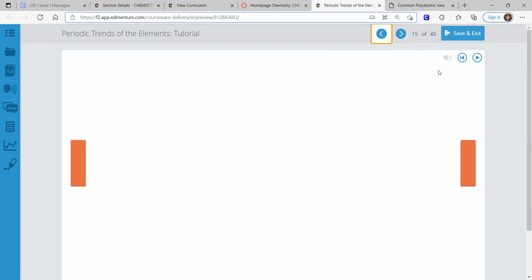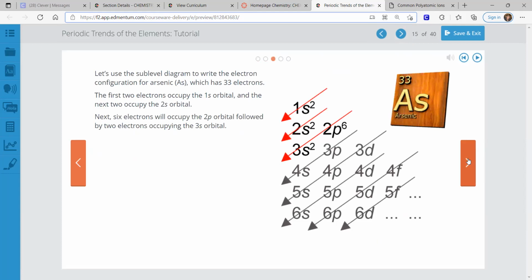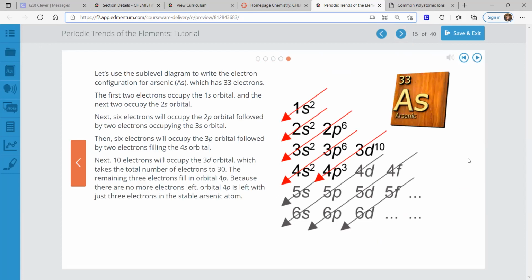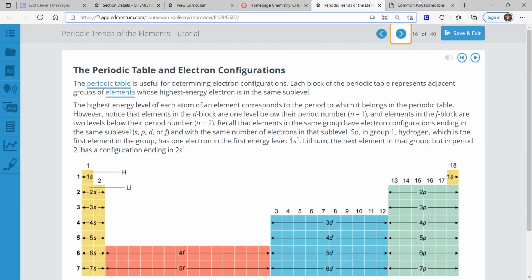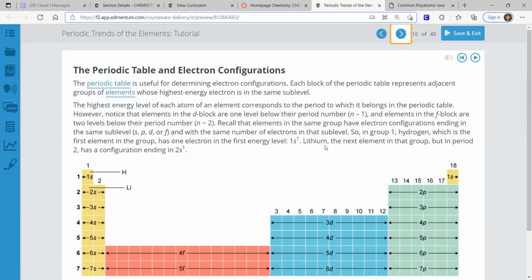So here's an example for arsenic. Arsenic has 33 electrons. Counting through, 12 plus 6 is 18, plus 10 is 28, plus 3 is 31... up to 33 for arsenic. So it goes all the way up to 4p3.